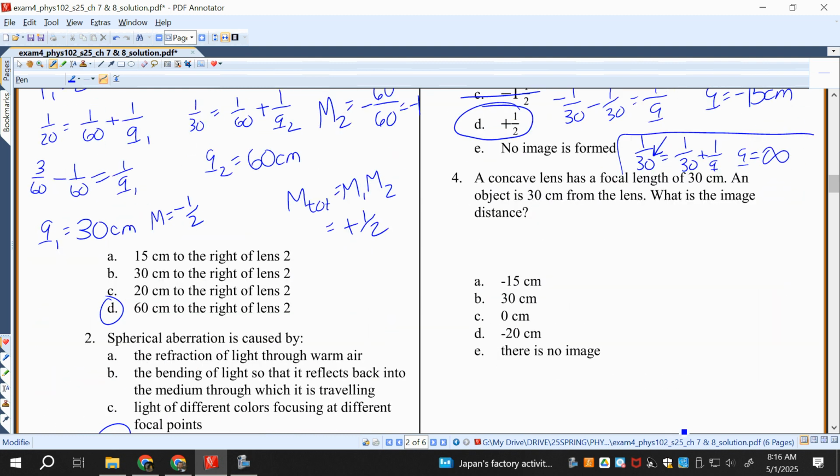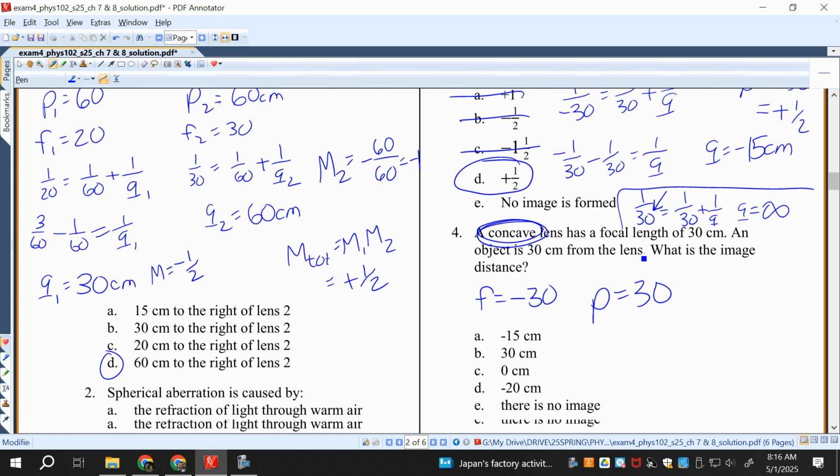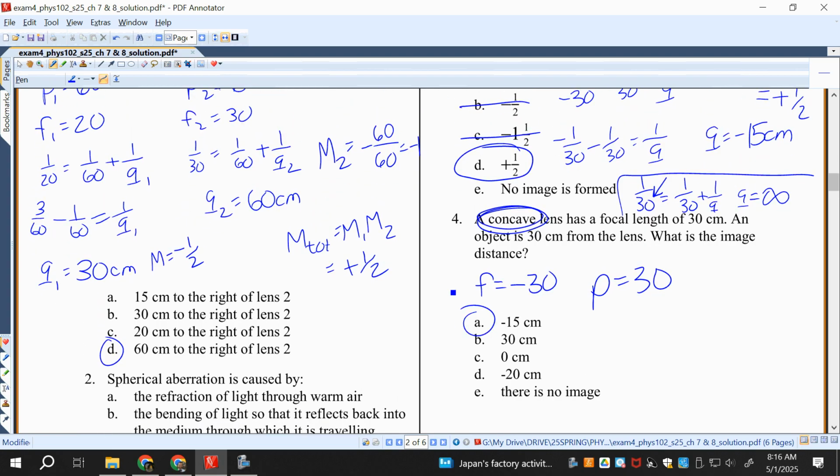All right, concave lens has a focal length of 30 centimeters. Okay, so F is equal to negative 30. Concave lens has a negative focal length. The object is 30 centimeters, and I just want to know what is the image distance. Isn't this the same problem that we just did? It is. So I'm just going to go ahead and write A is negative 15 centimeters, right? 1 over negative 30 equals 1 over 30 plus 1 over Q.